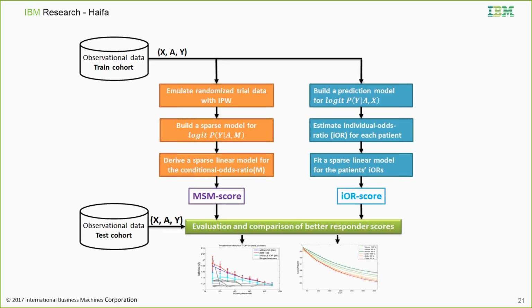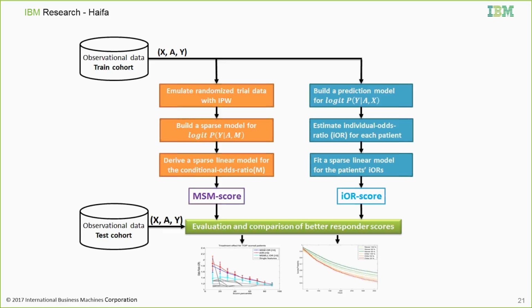Very briefly, this is the MSM score based on the ITW. So we will actually emulate a randomized clinical trial using the ITW. You build a sparse model, and then from this model you derive a sparse linear model with a small number of covariates.